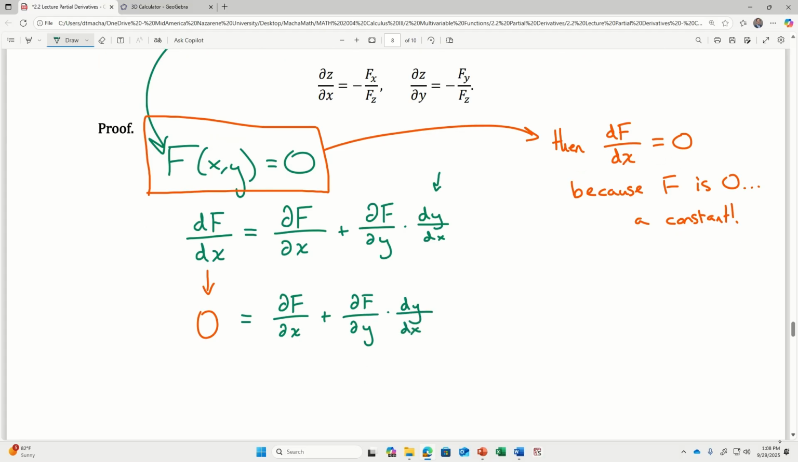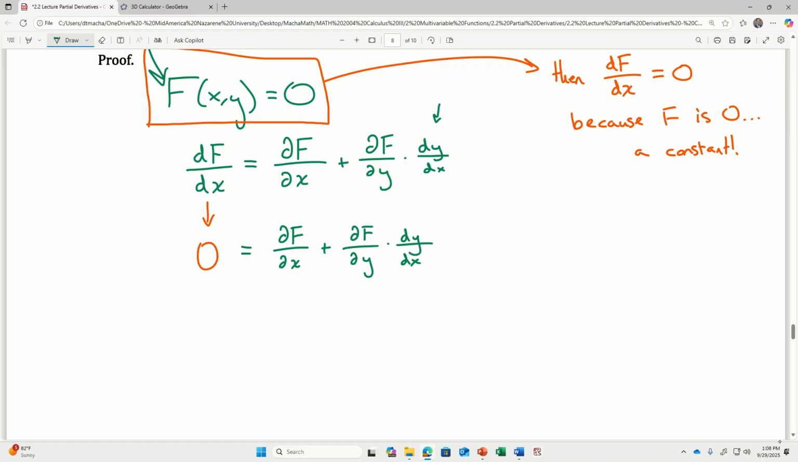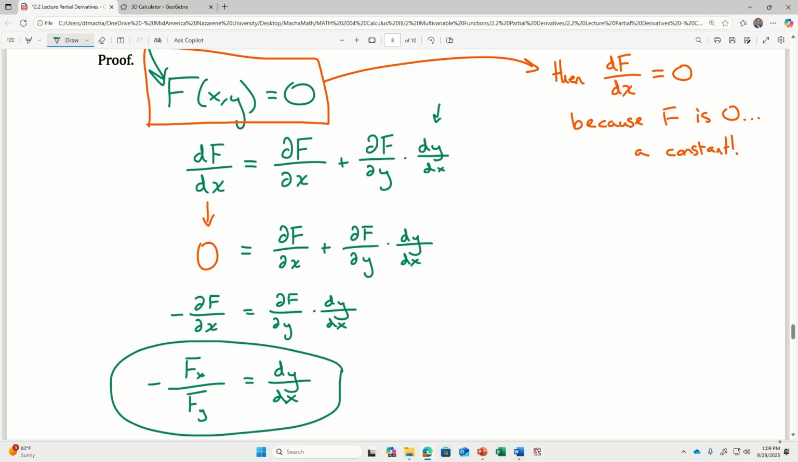And then the rest of this is just kind of algebra. And then I'm going to divide by the other one, so it's minus this divided by this. And that's what we were trying to prove.